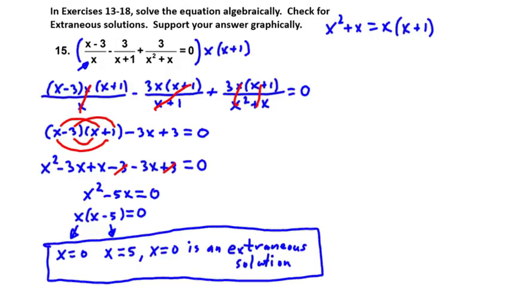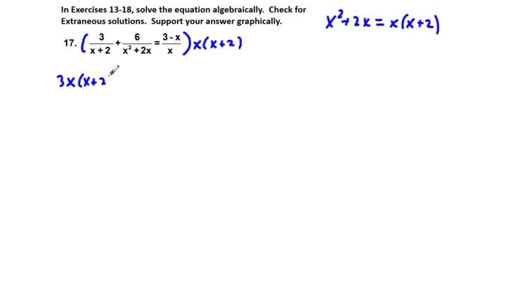Now, one more odd number problem, which is 17. Again, we're going to clear the denominator, and we hope to notice that we have x squared plus 2x is equal to x times quantity x plus 2. And I hope you can see how that's going to be helpful to us here. So again, now multiplying this whole equation by x times quantity x plus 2, we're going to have 3x times quantity x plus 2 over x plus 2. And then we have plus 6x, 6 times quantity x times quantity x plus 2 over x squared plus 2x.